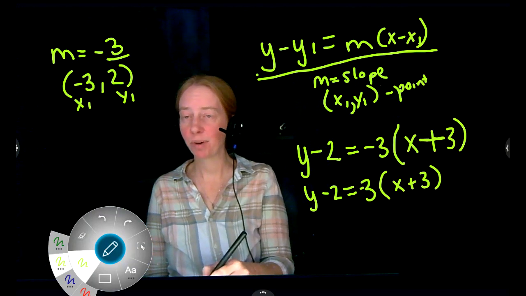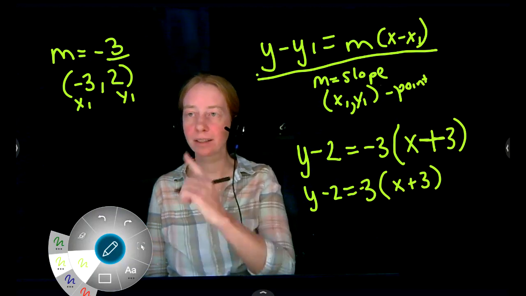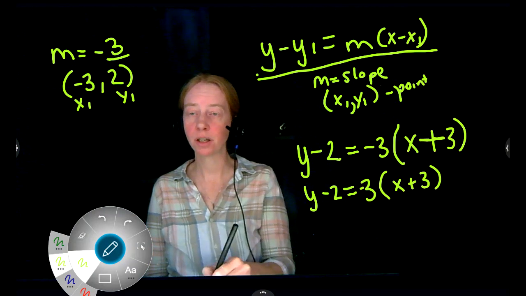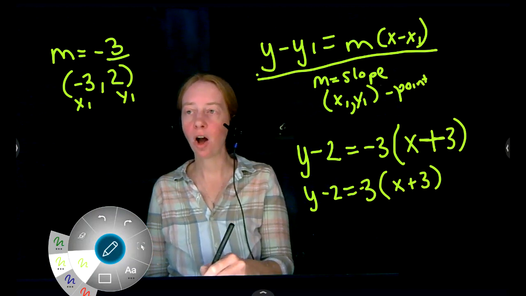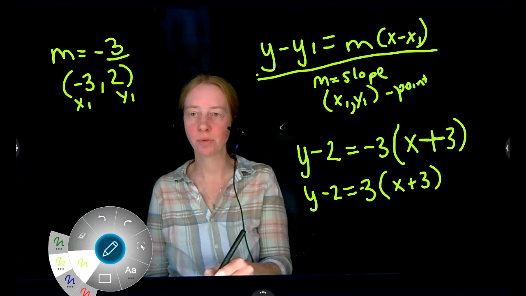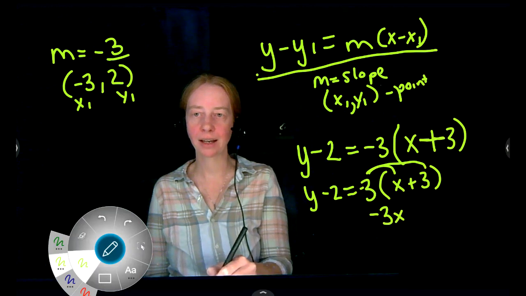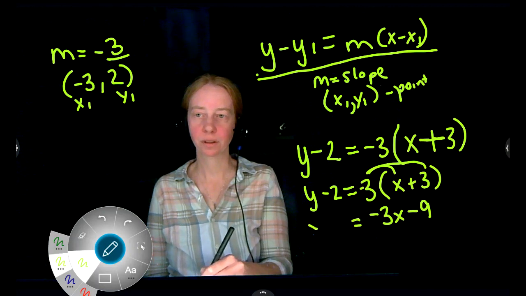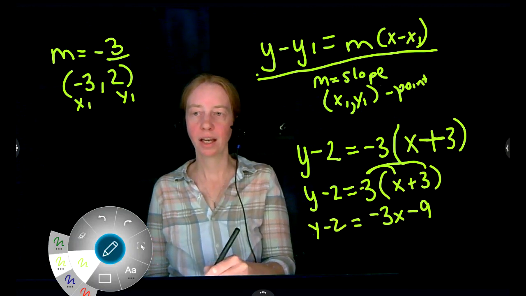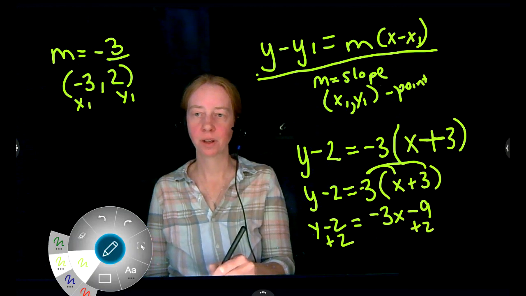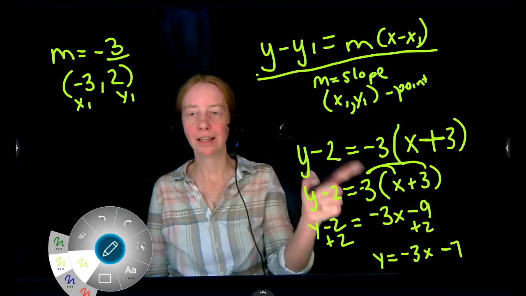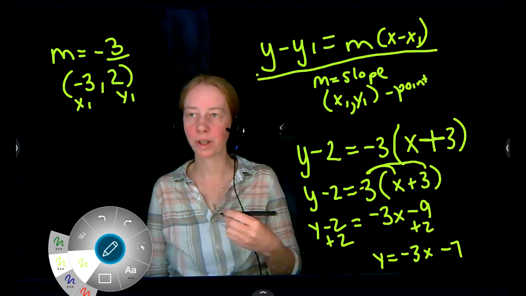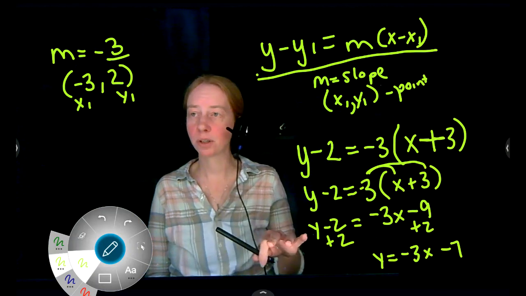The second type of practice takes it one step further. Once you've converted it to point slope form, we're also going to change it into slope intercept form. You're going to take this -3 and distribute. So -3x, and minus 3 times plus 3 is -9. Then we add 2 to both sides. y equals -3x minus 7. Now we have converted it to slope intercept form.